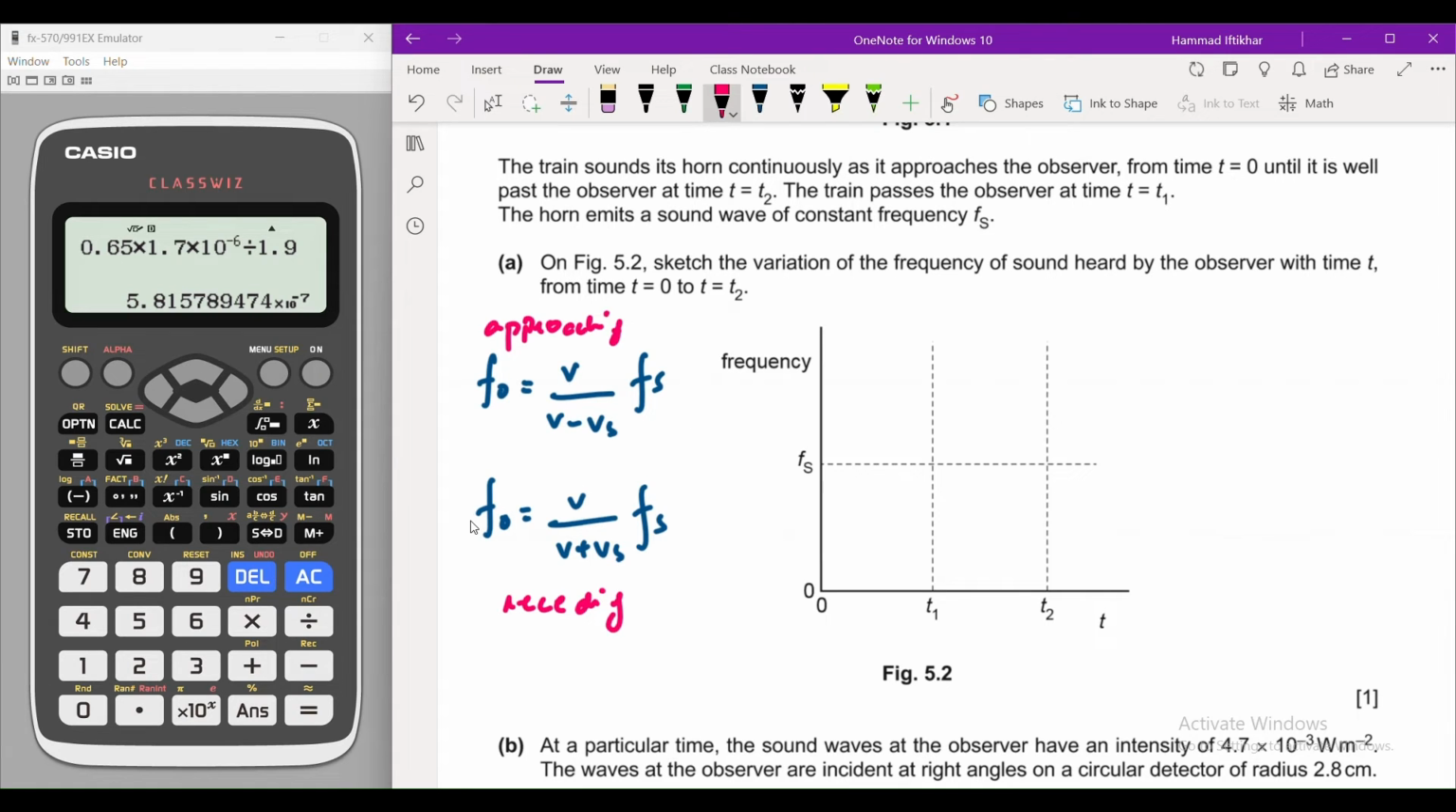So they're roughly constant. When the train is approaching, the frequency will be slightly higher than the source frequency. And while it is receding, it will be roughly horizontal, so somewhat like this.